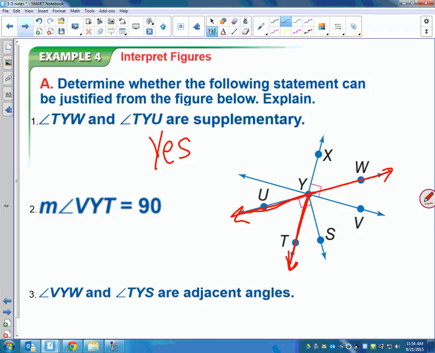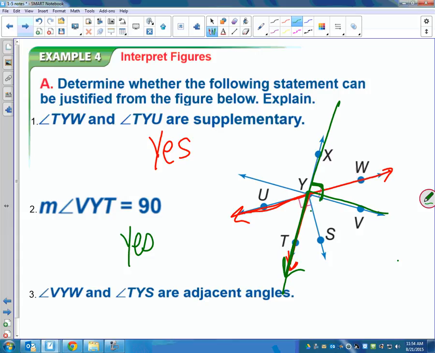So now what about for number 2? Angle, I'm going to change colors here. Angle VYT equals 90. What do you think, Eric? I think it does, because two angles that are adjacent to it are also 90 degrees. Yeah, it's not marked with a little box, but because this one is marked with a little box, and this is going through it, does that make sense that we know if this is 90, that this is 90?